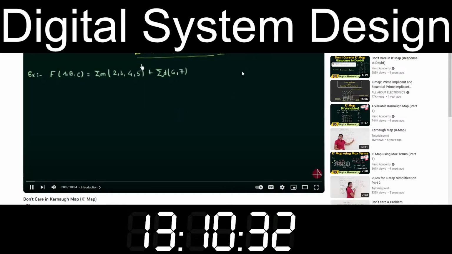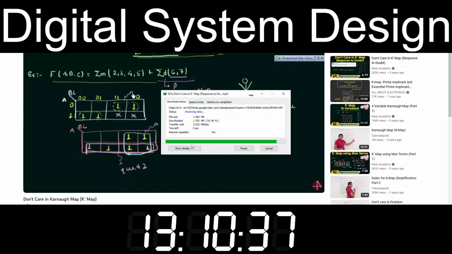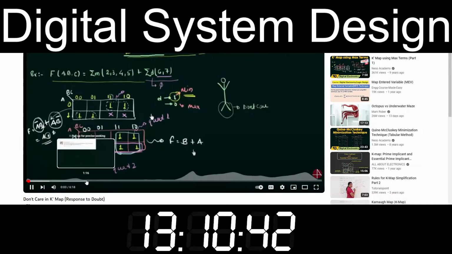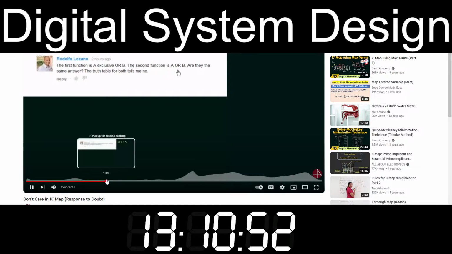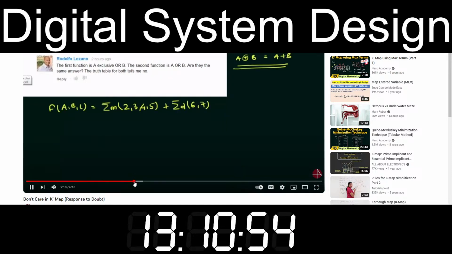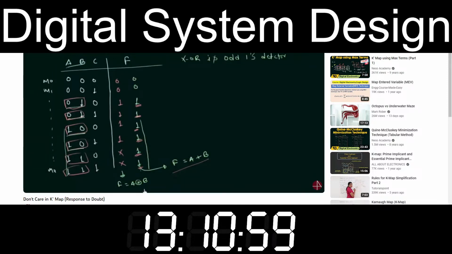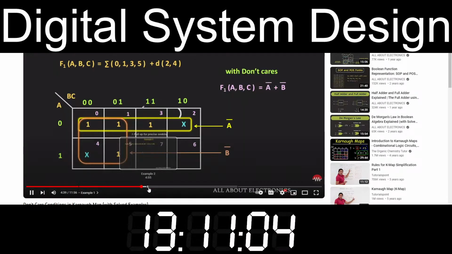Welcome to this. In this presentation you are having something like, from this you would have. Welcome to this presentation in which I will try to clear the doubt of Rodolfo Lozano. The first function is A exclusive or B. Okay, the second function is equal to most of. We are having in this presentation, then that is equal to A bar plus B bar.